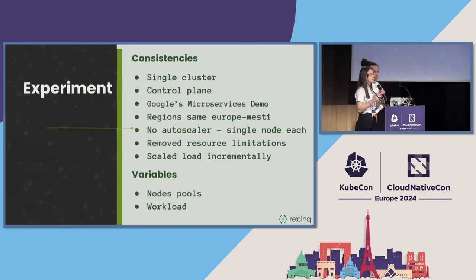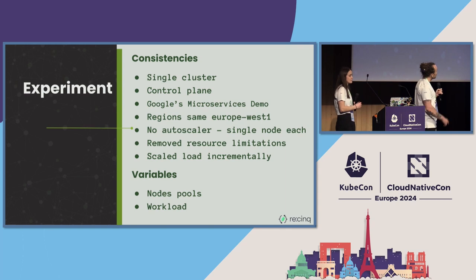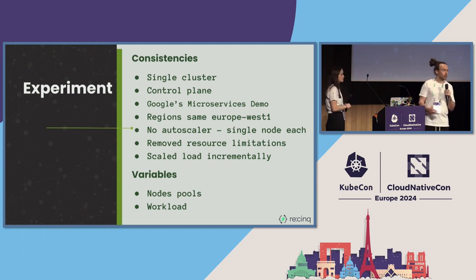And so we wanted to show how this played into effect with a little experiment. Just to set the stage, we tried to keep as many variables consistent as we could. We wanted to be pretend scientists. We created a single cluster, single control plane. We used Google's microservices demo just because we felt it's a good representation of workloads running nowadays. We set the region to Europe West 1. We turned off any autoscaler. We had two node pools with a single node in each. One of the nodes had four vCPUs, and one had eight vCPUs. And we removed all the resource limitations on any workloads that we were running, so they could essentially grow and shrink as they needed.